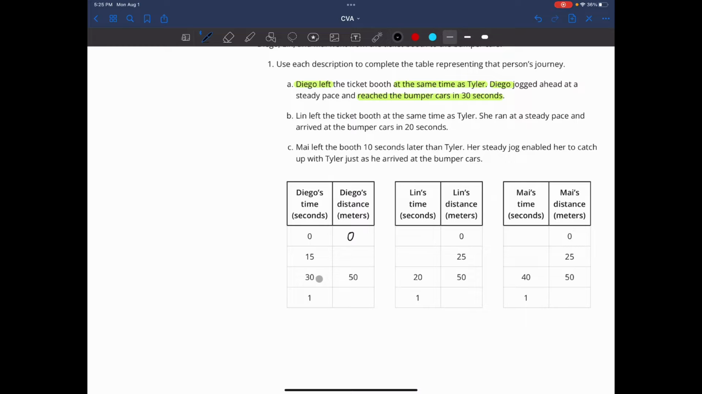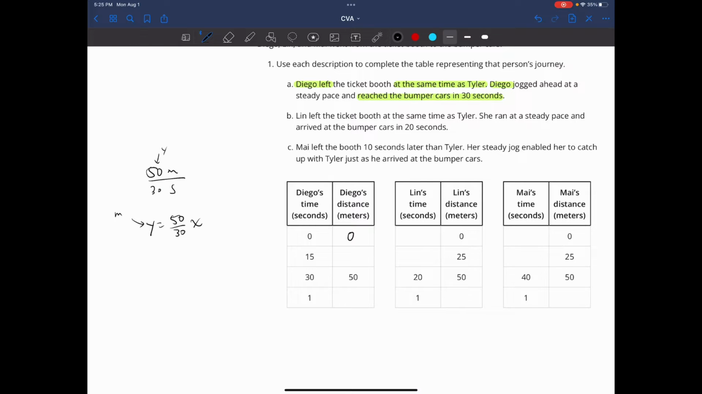So let's take a look. We got 50 and 30. So it's going to be 50 meters over 30 seconds. What I can do is write this into an equation if I would like. I can write y is equal to 50 over 30 x, and that's representing my meters.